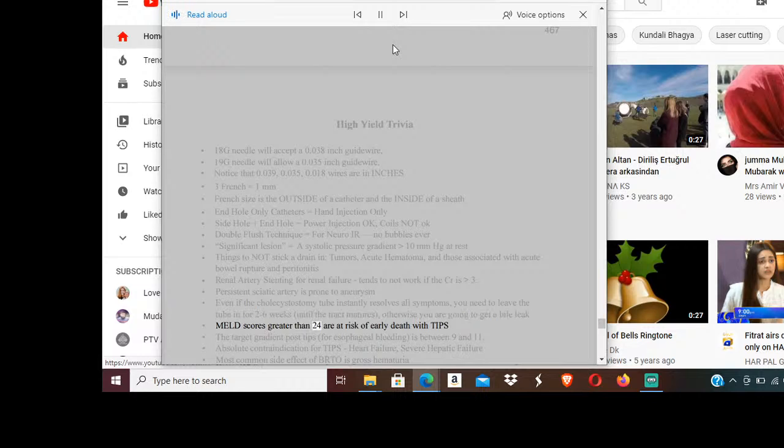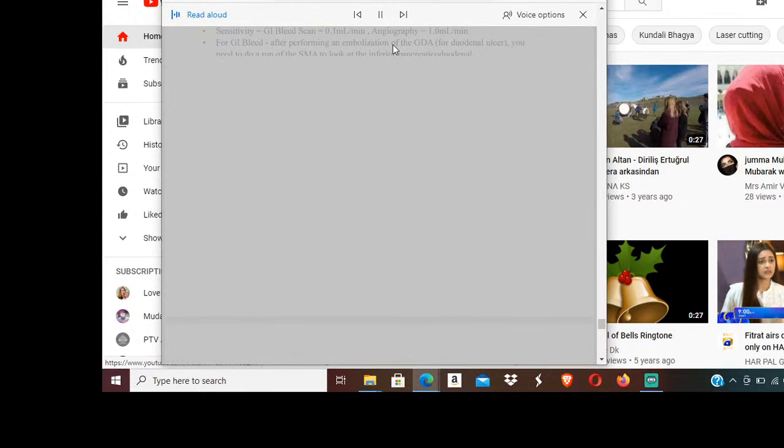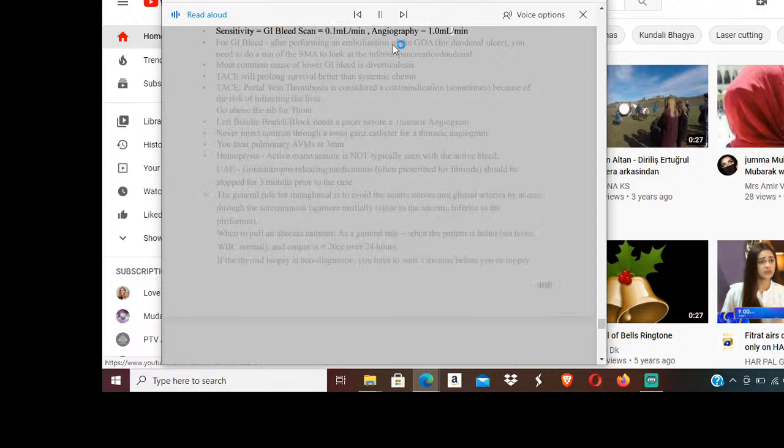MELD scores greater than 24 are at risk of early death with TIPS. The target gradient post-TIPS for esophageal bleeding is between 9 and 11. Absolute contraindications for TIPS: heart failure, severe hepatic failure. Most common side effect of BRTO is gross hematuria. Sensitivity for GI bleed: nuclear scan equals 0.1 ml/min. Angiography equals 1.0 ml/min for GI bleed.